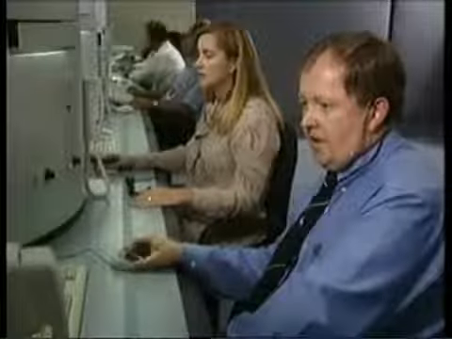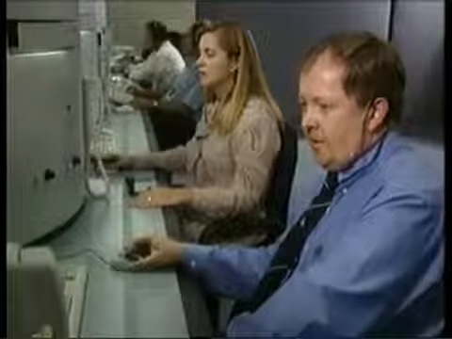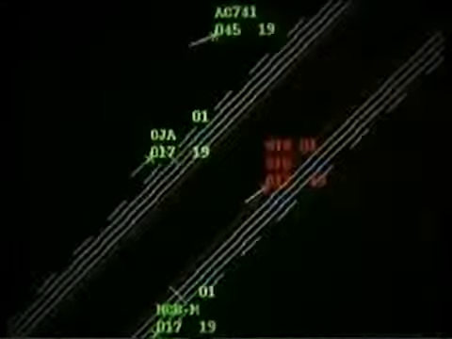Break them both out. Breakout alert. Breakout alert, Zulu Foxtrot Romeo, turn left immediately, heading 070, climb to maintain 4,000.